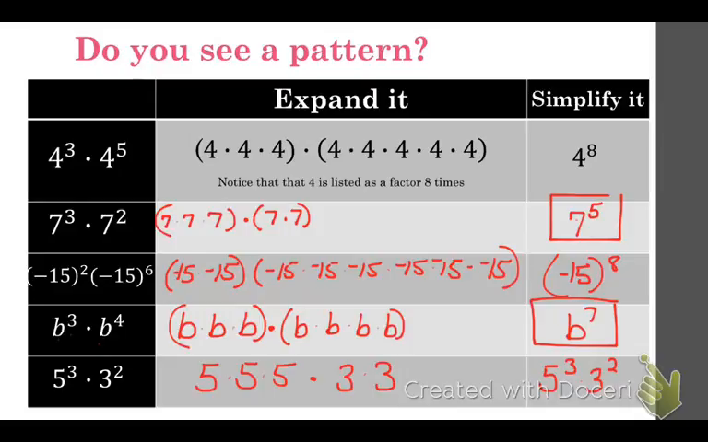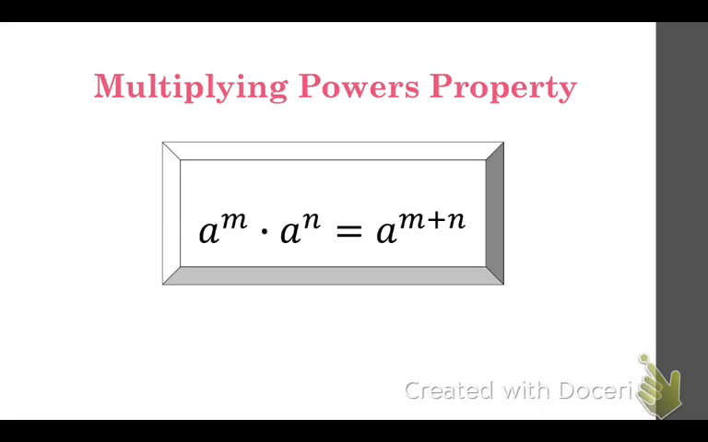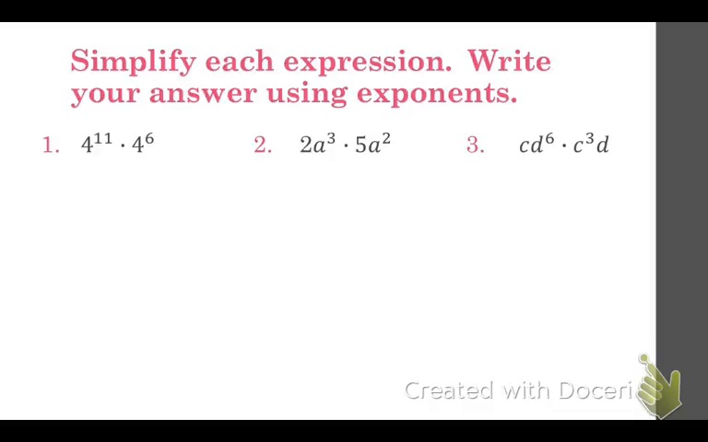Now the last one, the bases weren't the same. I can't make this be like 15 to the 5th power because it's not listed as a factor that many times. It's just 5 cubed times 3 squared. So the rule for powers with like bases is: I keep the base and I add the exponents. So let's apply this rule.